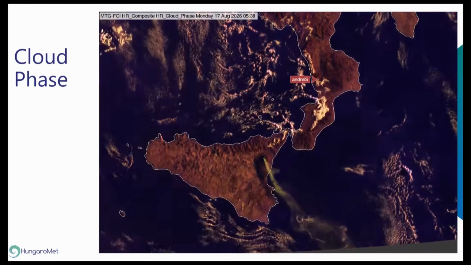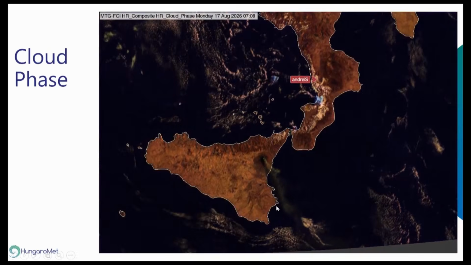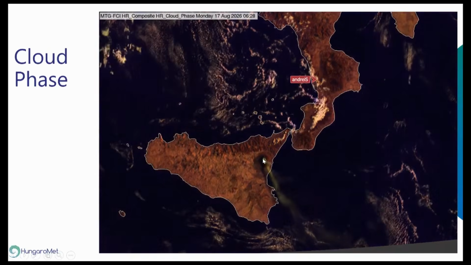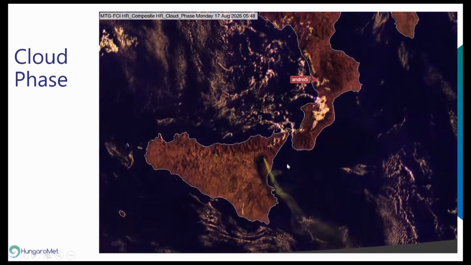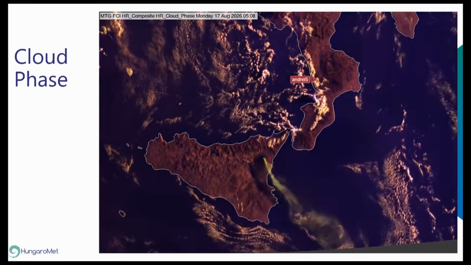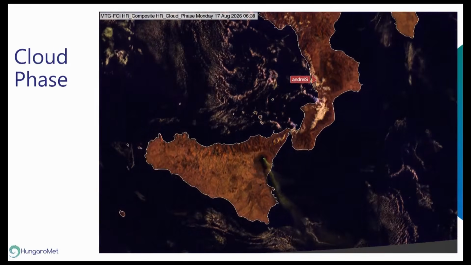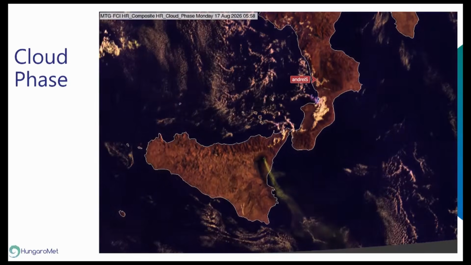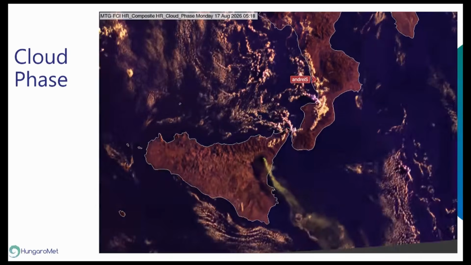So if we move on and look at the cloud phase, then we can see the plume also in the cloud phase. And actually, we can even see these green dots in the middle where we have the volcano. That's actually the lava. And it looks similar to how we see the intense fires in the cloud phase RGB, also green dots. And that is actually because of how we see the hot objects in this region.